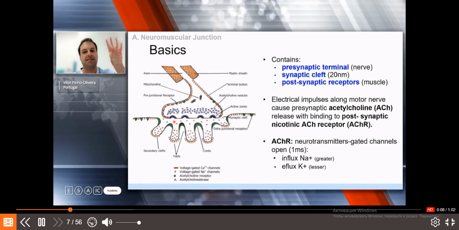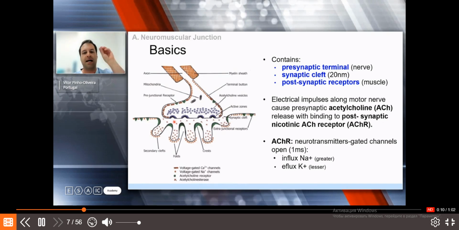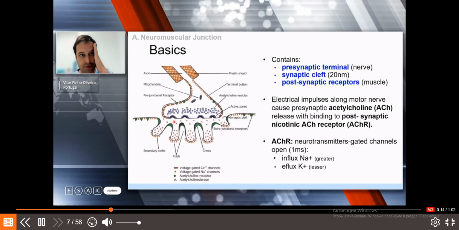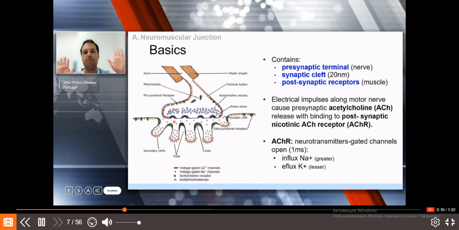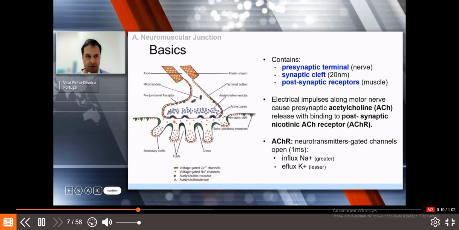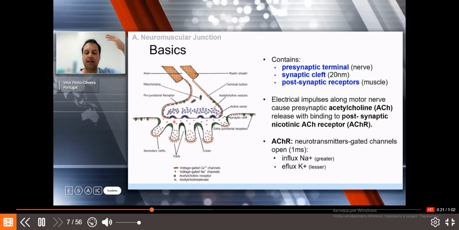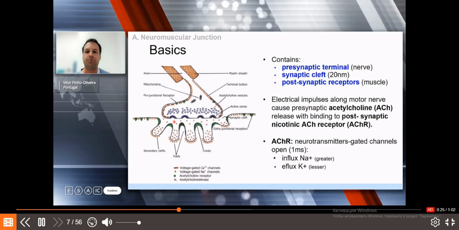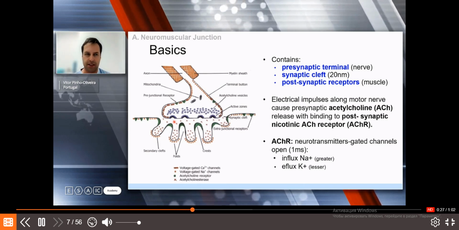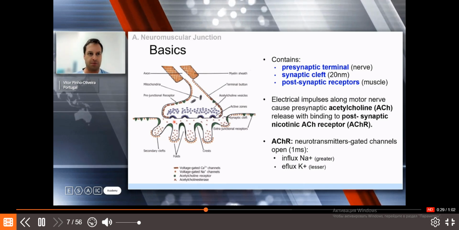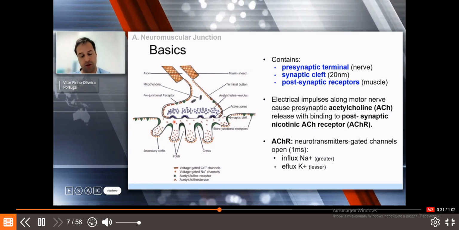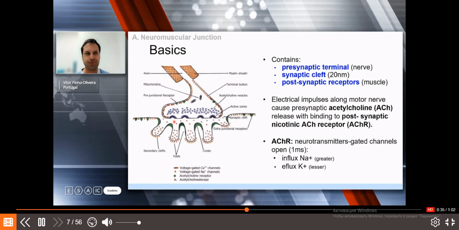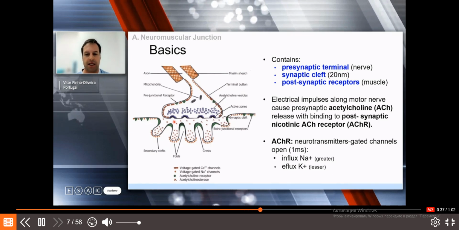Regarding the basics, we have three parts of the neuromuscular junction: the presynaptic terminal, the synaptic cleft, and the postsynaptic receptors. That's the main constitution of the neuromuscular junction. The electrical impulse is transmitted along the motor nerve, causing presynaptic acetylcholine release, binding the neurotransmitter to the postsynaptic acetylcholine receptors.